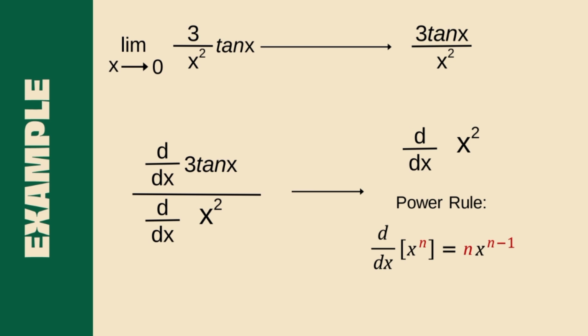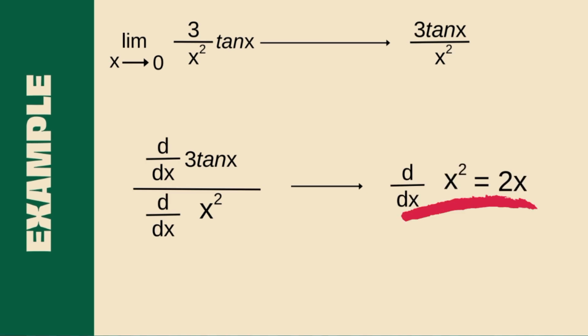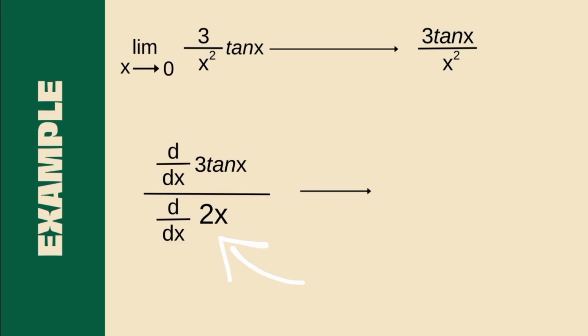In our problem, x is raised to the power of 2. Therefore, we bring down 2, writing it before x, and then let's subtract 1 from our exponent 2. 2 minus 1 will give us 1, and so we are left with 2x raised to 1, or simply 2x.